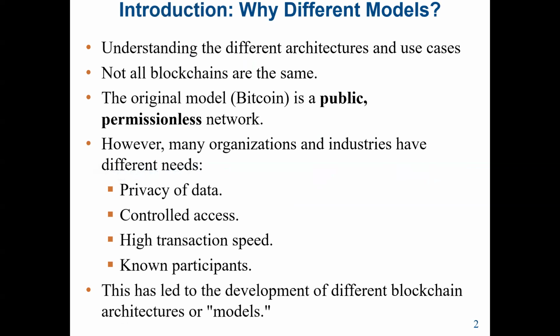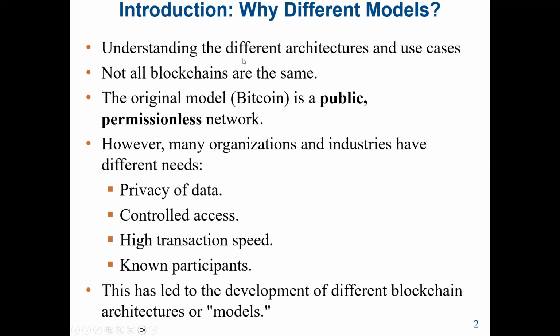Now, the primary ways we categorize blockchain models are based on, first, accessibility, which is open to everyone or restricted, permissionless versus permissioned. Also control and governance: who controls the network, such as decentralized versus centralized or even semi-centralized. Also, data privacy will be the third major factor. Is the data public or private?